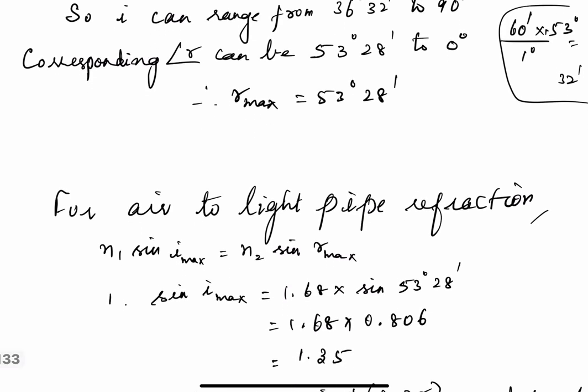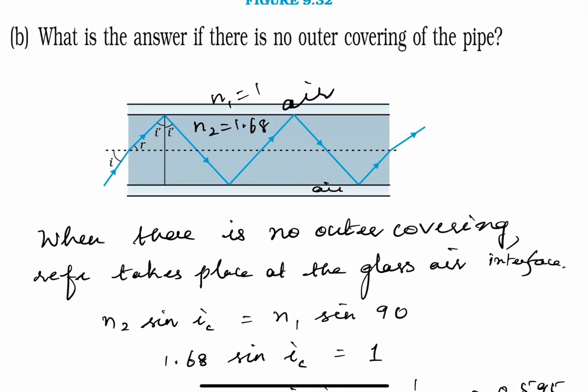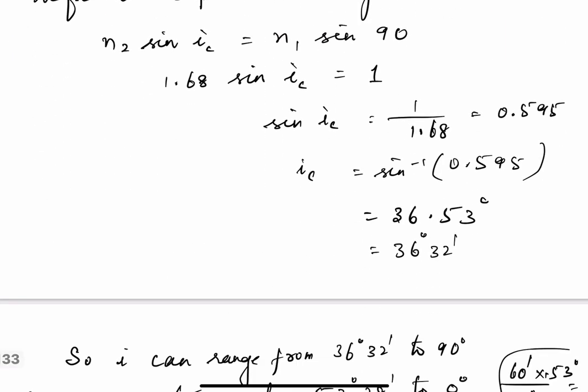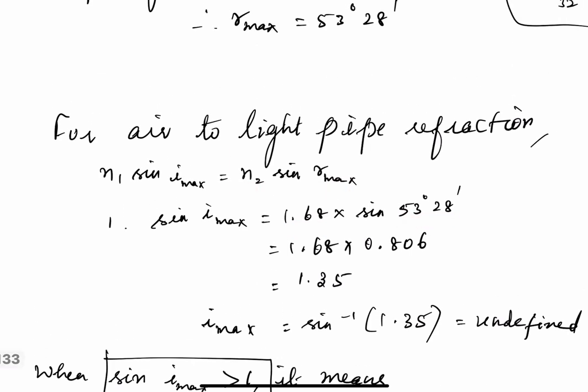Now let us apply this Snell's law in the interface, in the acceptance side. This is again air, so let us apply Snell's law in this region. For this is taken as R max, so let this be I max. So this N1 into sine of I max is equal to N2 into sine of R max. N1 into sine I max is N2 sine R max. N1 is air, this equation, N2 is 1.68, R max is 53.28, we just found. Now that its value is 0.806, when you multiply you get sine of I max is 1.35.